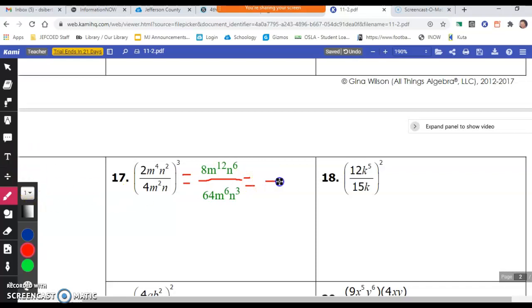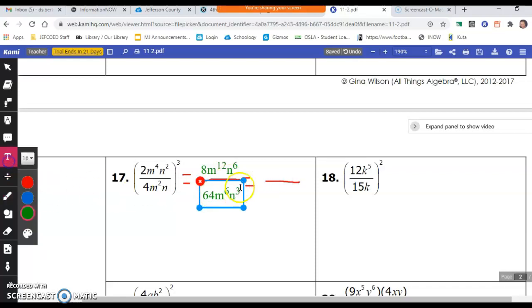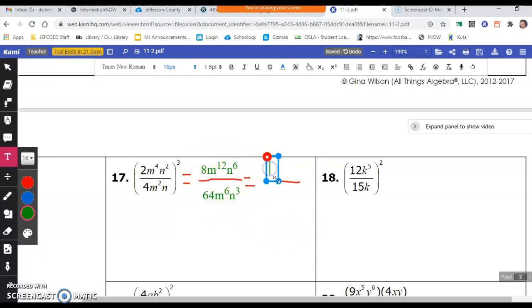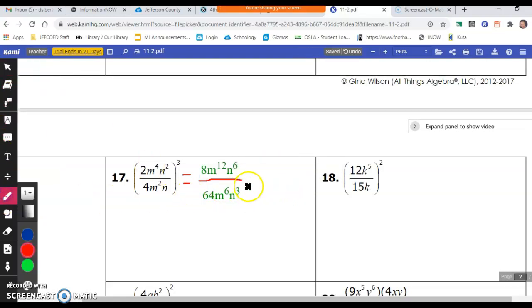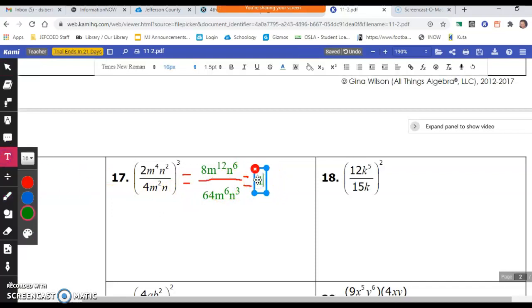Okay, now I'm simply just going to come and I'm going to reduce this using my quotient rule. Okay, so 8 over 64 is going to reduce to what? So what? 1/8. Okay, so we have 1/8 m to the 6th and n to the 3rd.